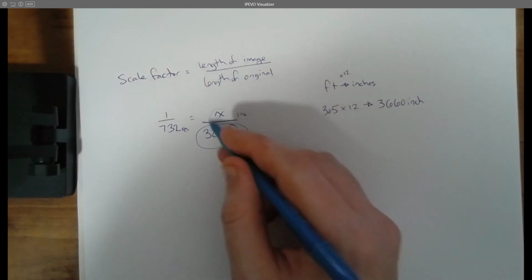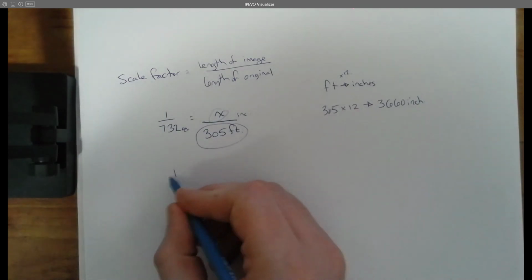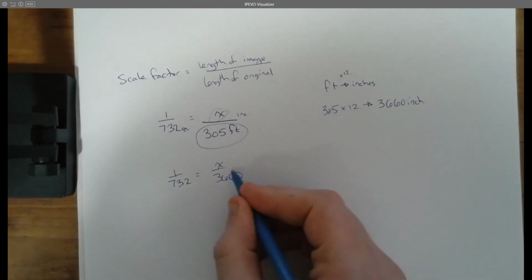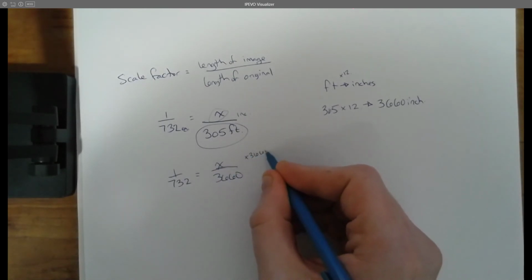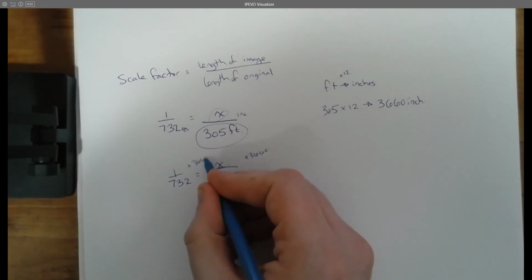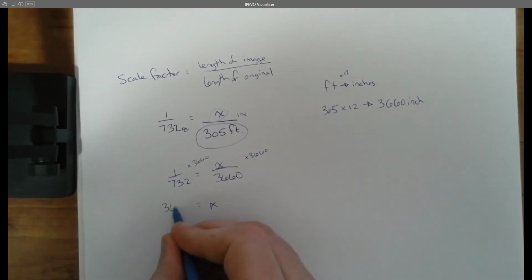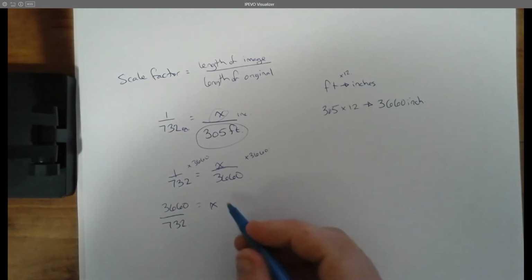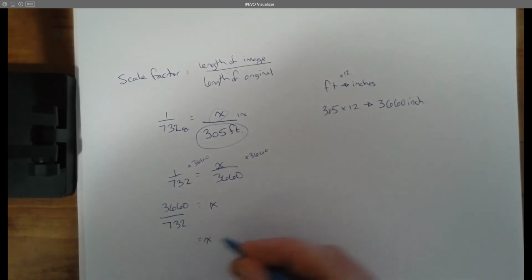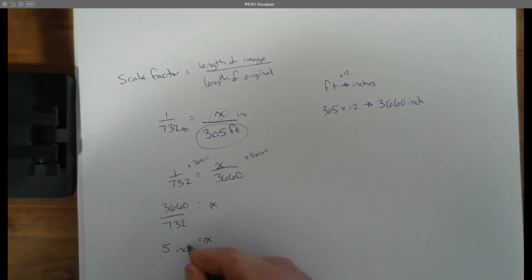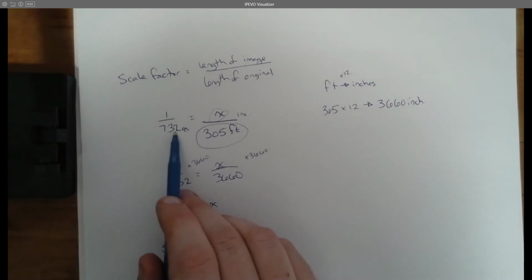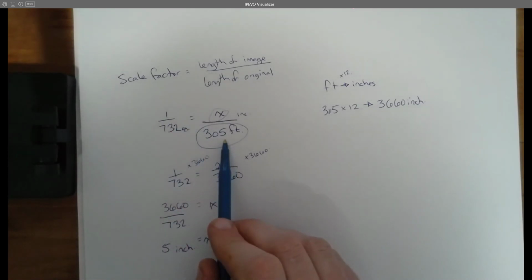If you remember, in order to get x by itself, we multiply. We now have 1 over 732 equals x over 3660. We multiply everything by 3660. That's the opposite of divide. So you're left with x equals 3660 divided by 732. We just times that on the top there. And if we were to divide those two things out, we would figure out that that is a 5-inch replica of the Statue of Liberty, using a 1 over 732 scale with a 305-foot original.